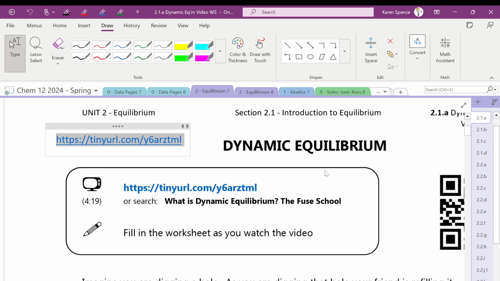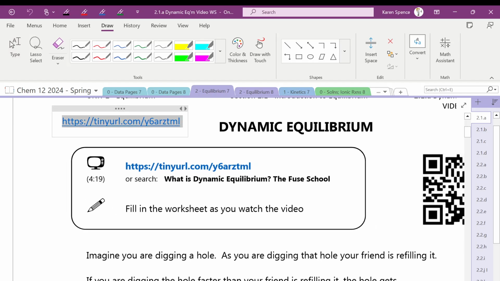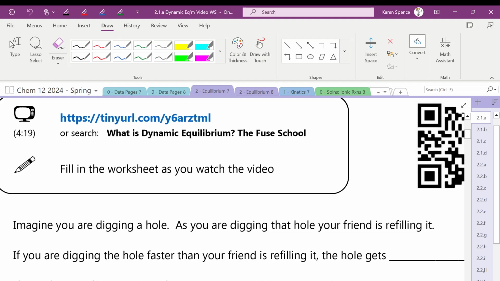All right, so we're going to imagine we are digging a hole. As you are digging that hole, your friend is refilling it. If you are digging the hole faster than your friend is refilling it, tell your partner what happens to the hole.